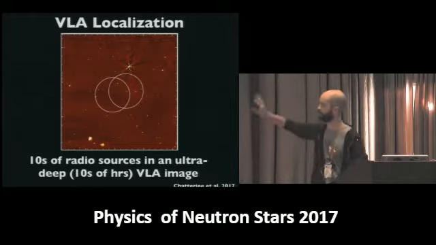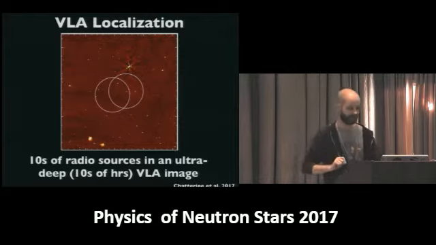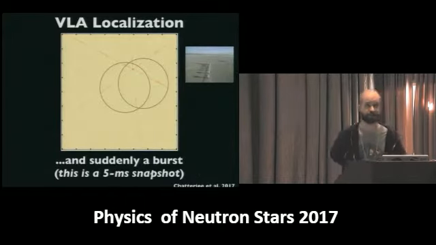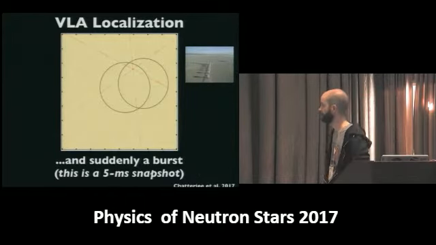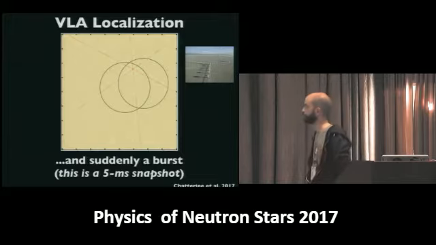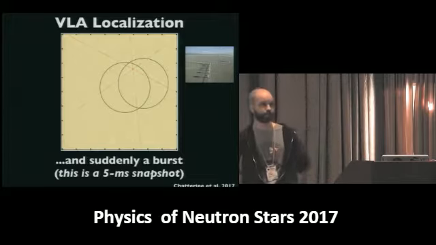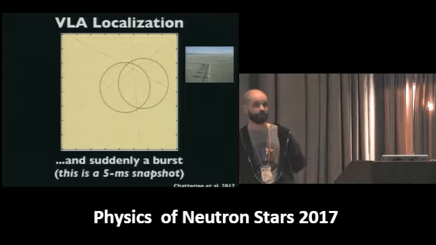Now, this is an image made by sampling the data at tens of seconds, and this is a continuum image. We still have no idea if any of these sources has anything to do with this source of fast radio burst. But by dumping the correlator at 5 millisecond time resolution, Casey Law and Shamit Chatterjee were able to localize one of these bursts.